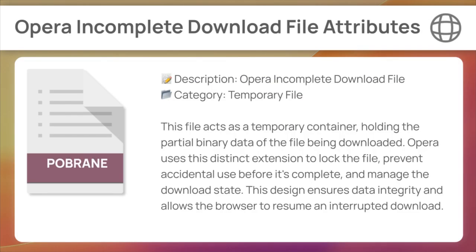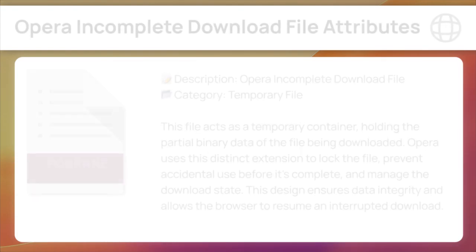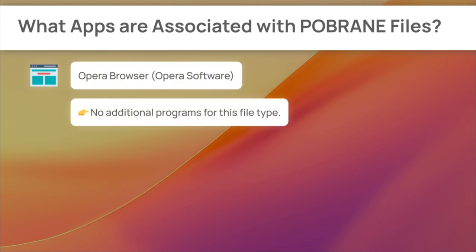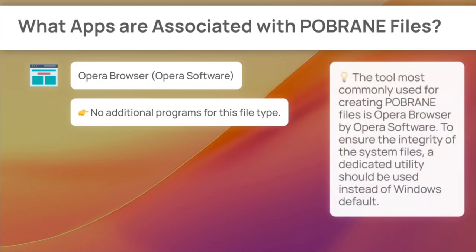Opera uses this distinct extension to lock the file, prevent accidental use before it's complete, and manage the download state. This design ensures data integrity and allows the browser to resume an interrupted download. The direct link for opening POBRANE files is established with Opera Browser from Opera Software. To ensure the integrity of the system files, a dedicated utility should be used instead of Windows default. Windows occasionally cleans them up, but users should delete them only when certain they're safe to remove.